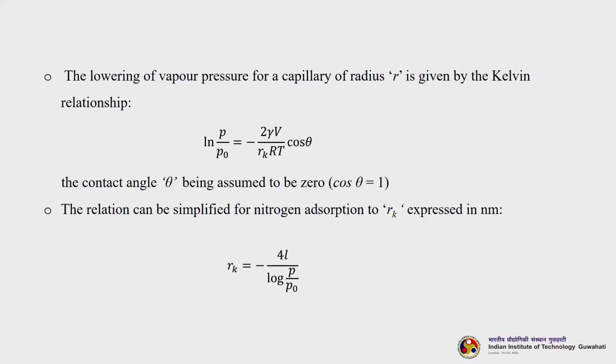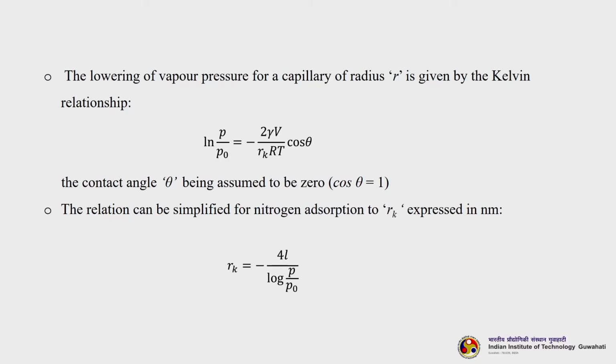I hope it is now clear to you. The lowering of vapor pressure for a capillary of radius r is given by the Kelvin equation. You can use this particular equation: ln of P by P naught equals minus 2 gamma v cos theta by r R T. Here theta is the contact angle that I assume to be 0.